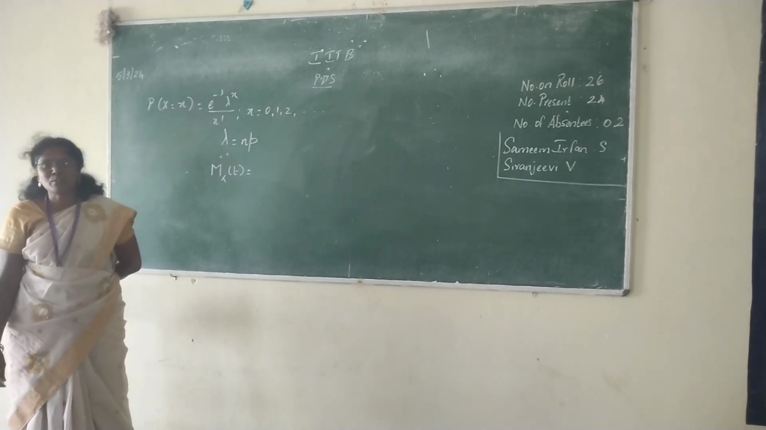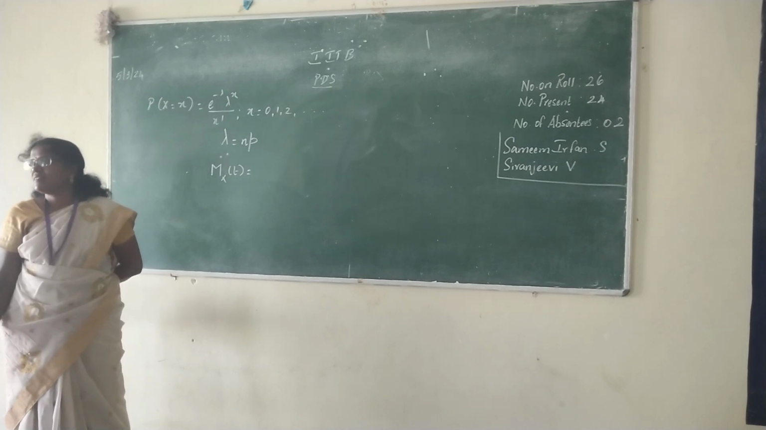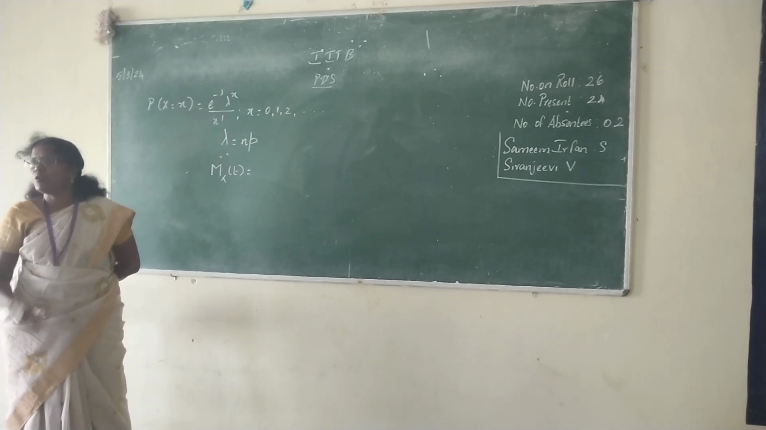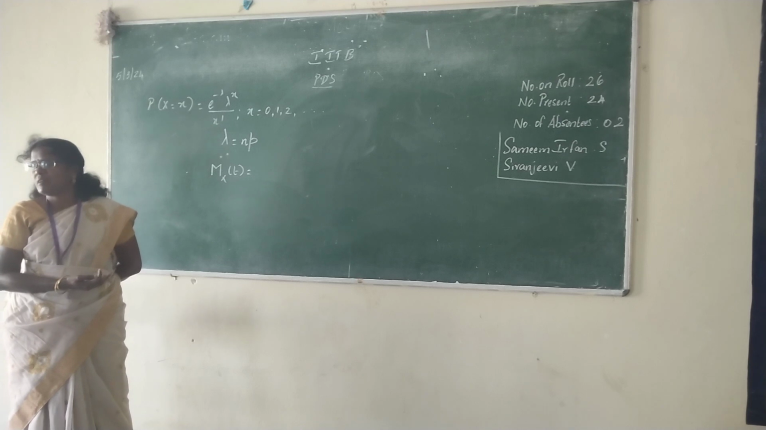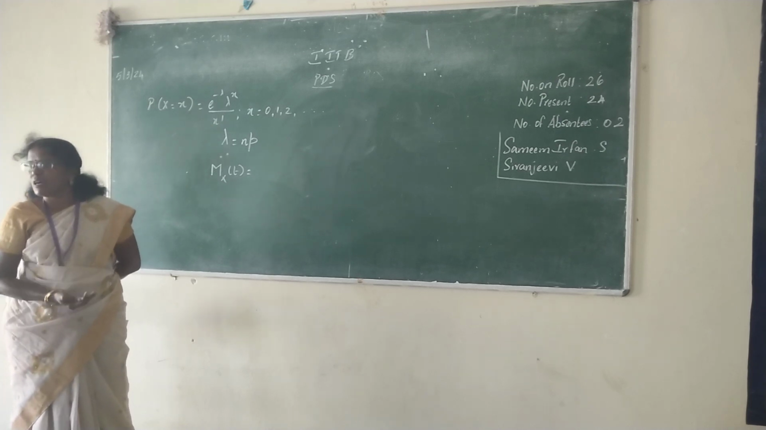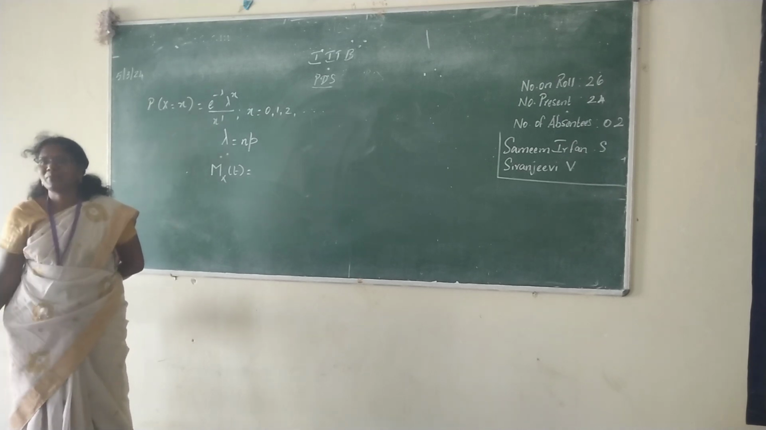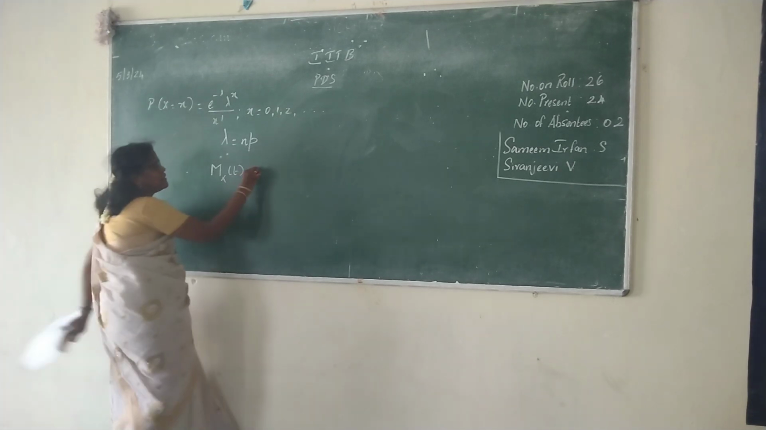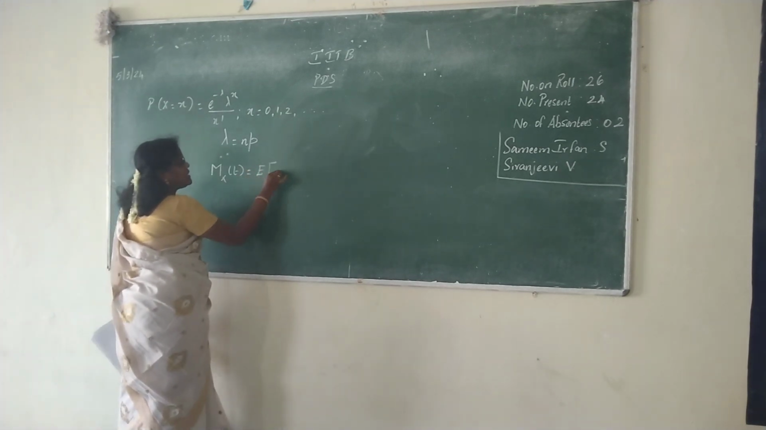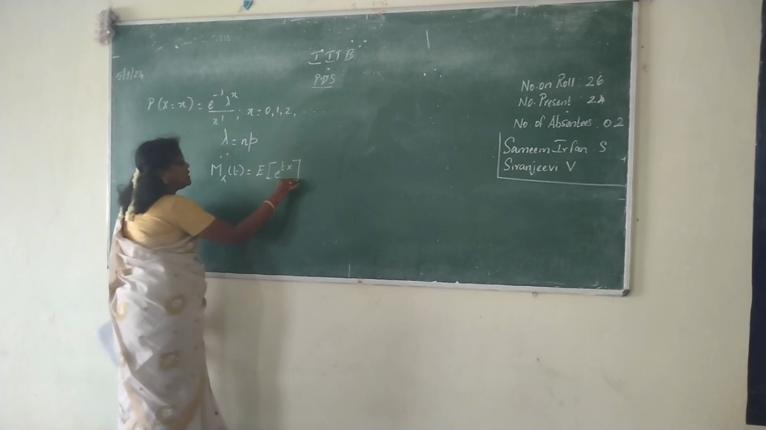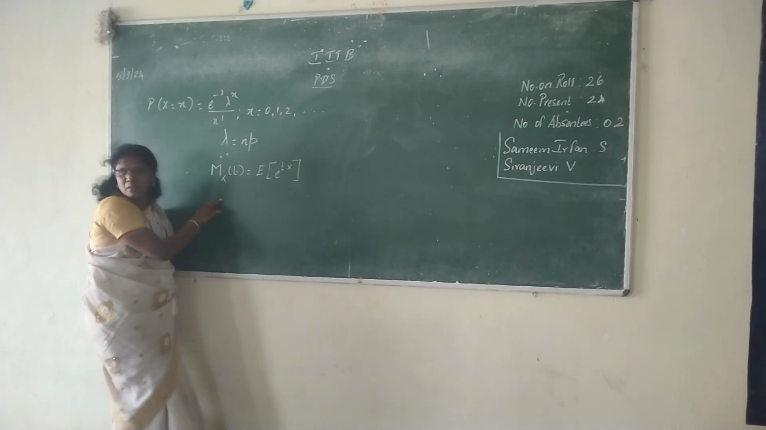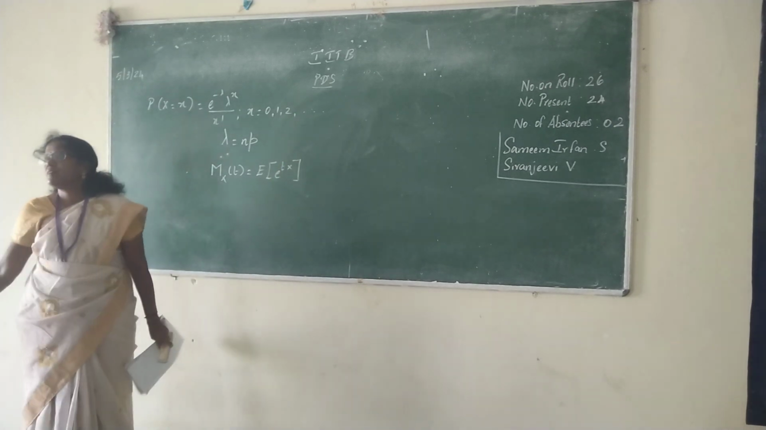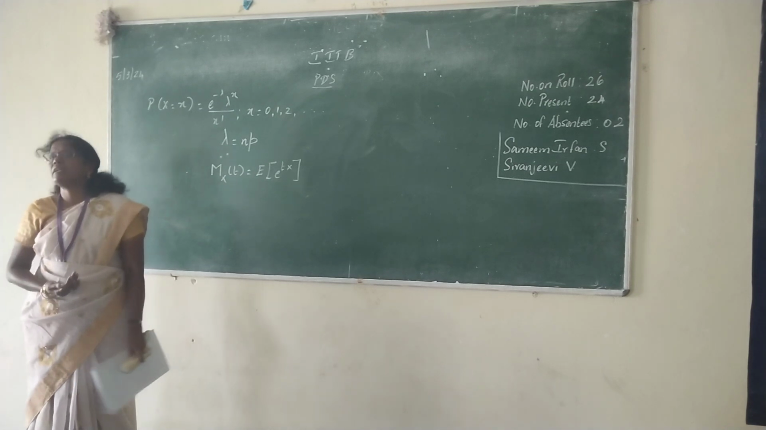Are we in binomial distribution or Poisson distribution? Poisson. We are going to derive the MGF. I am asking you what is the MGF formula? Expectation of e power tx. I am not asking the mean formula. What I have written is MGF. What is the MGF formula? Expectation of e power tx.